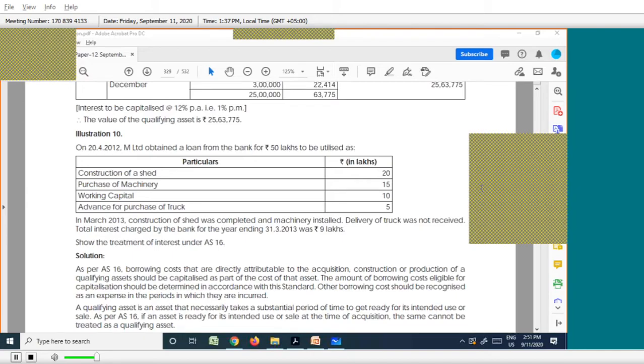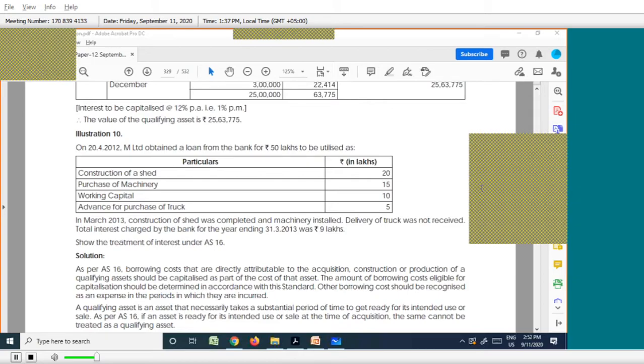So actually on 31st March only it is completed. That means up to March it is not completed. For this full one year, it is not completed. Year end 31st March only it is completed, meaning this whole year it is not completed. So for this whole year it is a qualifying asset. For year 12-13 it is a qualifying asset.